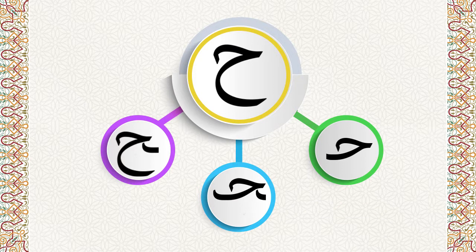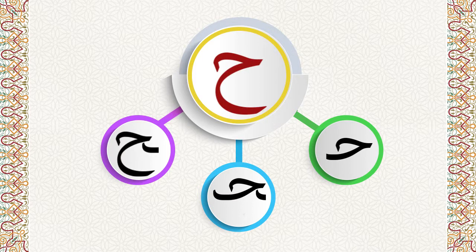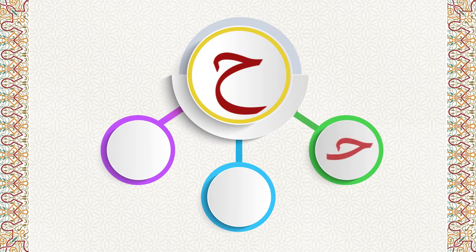Next one is the end of the letter. When Ha comes at the end of the letter, what is the shape? This looks like the original shape. So these are the three shapes of the Ha: beginning of the letter, middle of the letter, and end of the letter.